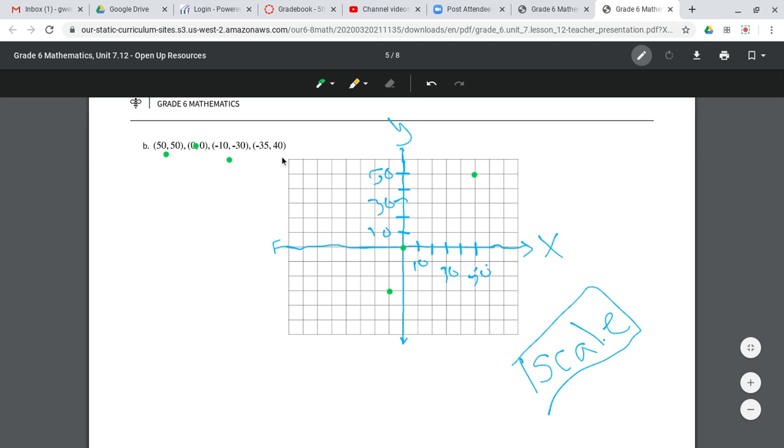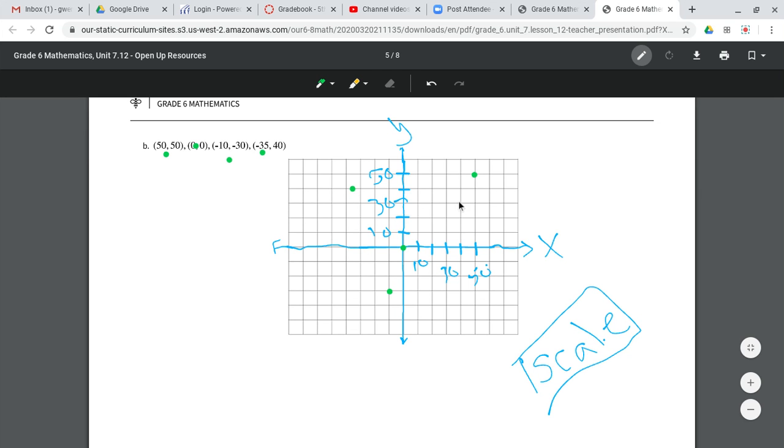And then for the last one, we have the point negative 35, negative 40. So once again, go back to the origin, go over 10, 20, 30. Now we are partway between. So we're going to go partway between. That'll get us about 35. And then it's a positive 40. So we're going to go up 10, 20, 30, 40. So our coordinate should be about right there.